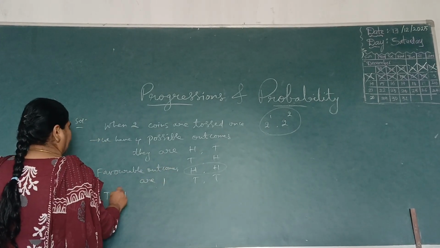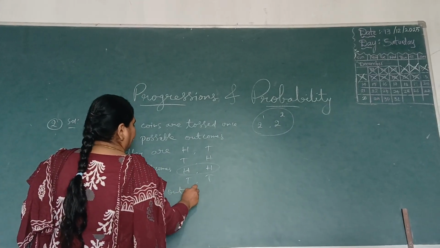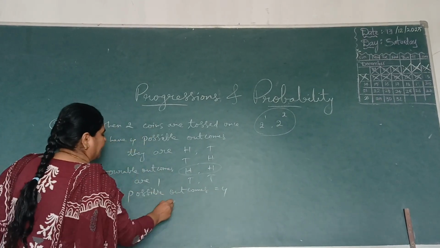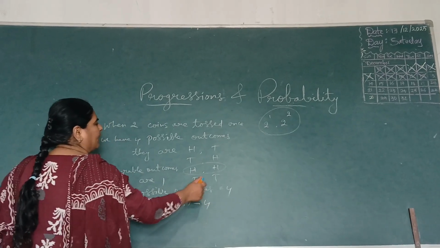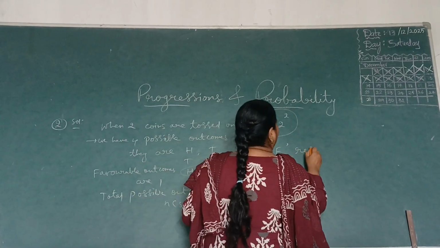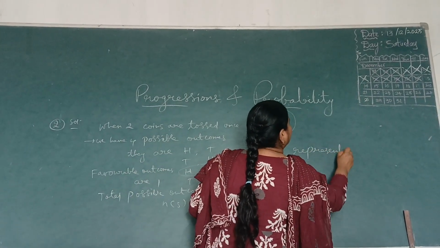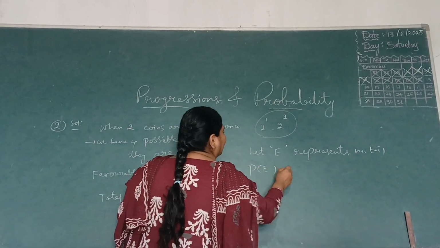Total possible outcomes. Very good. Generally we will be representing n of x. So favorable for this no tail. Let E represent no tail. E represents no tail, meaning the probability of getting no tail is.